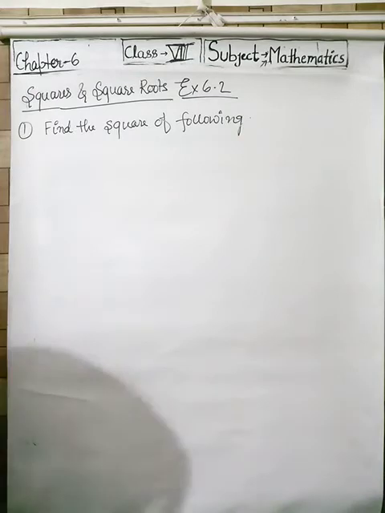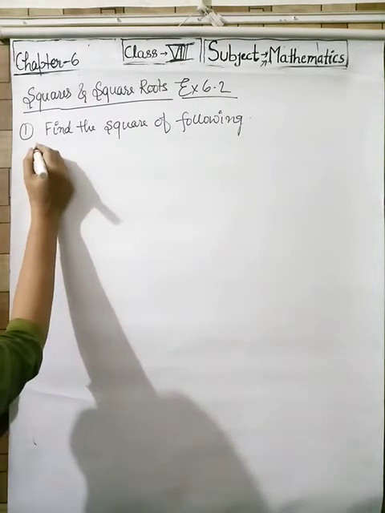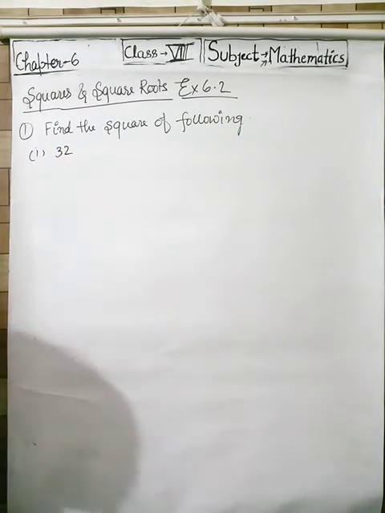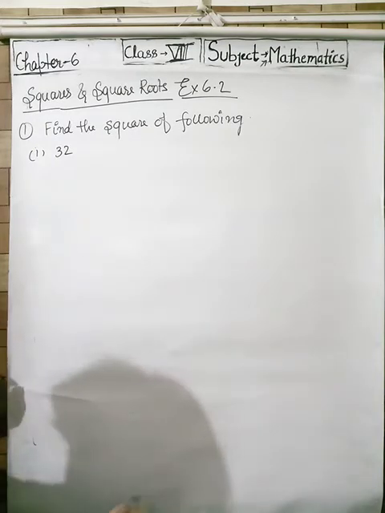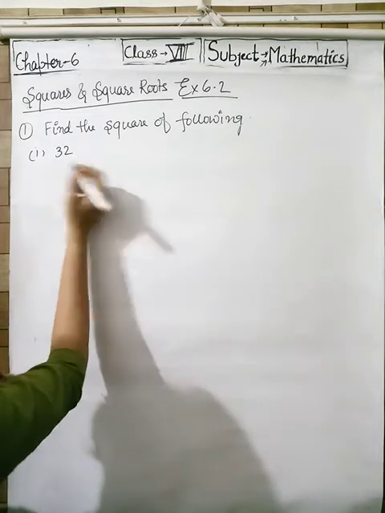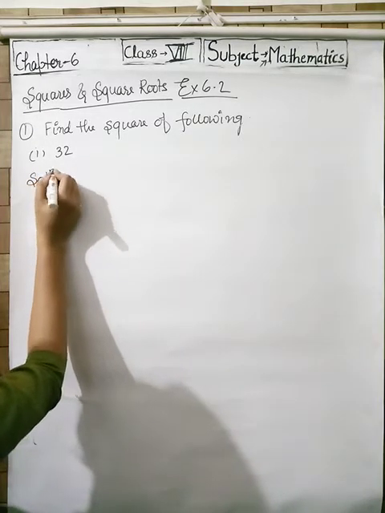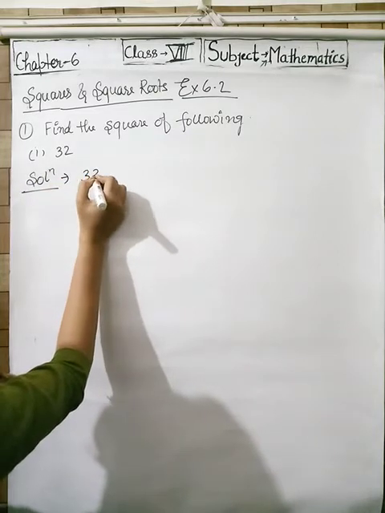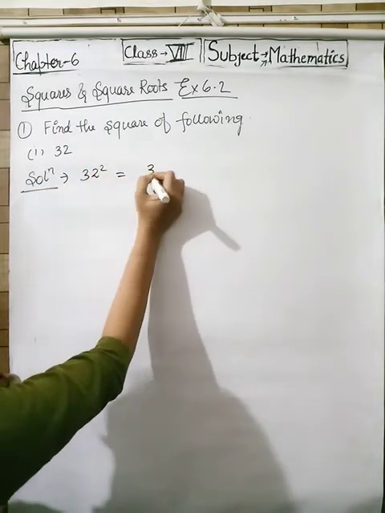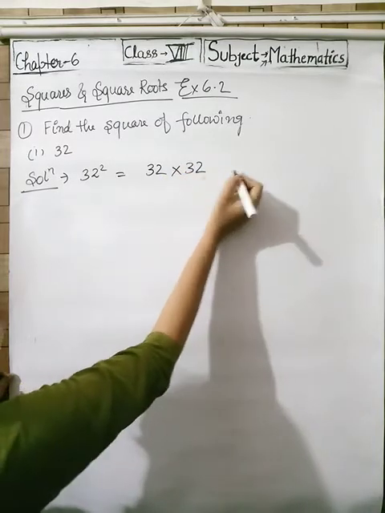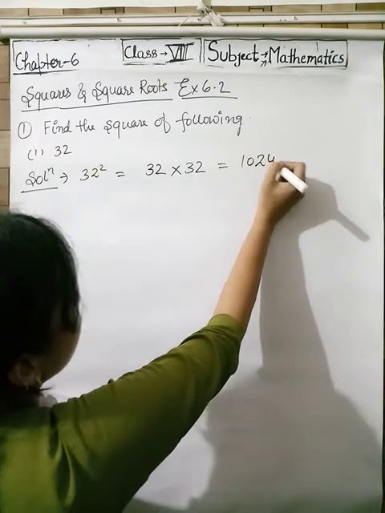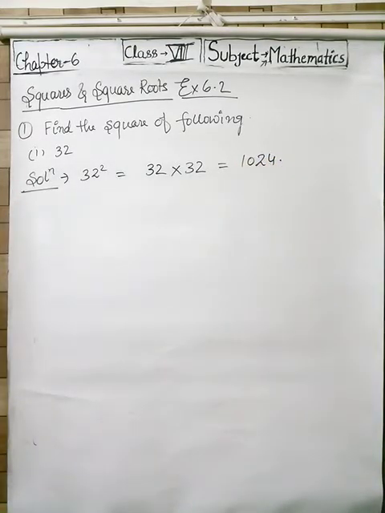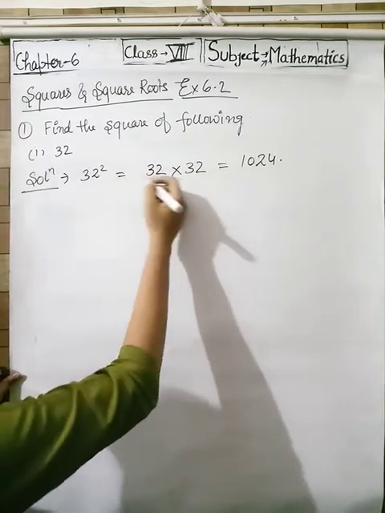Okay, so first is 32. So there are two methods. I will discuss two methods here. The first is by actual multiplication. In this, you just do 32 square is equal to 32 into 32, which will be equal to 1024. This is how we find square by actual multiplication.